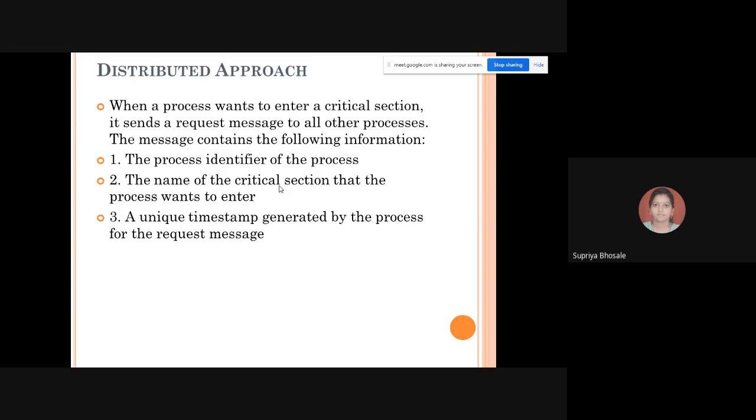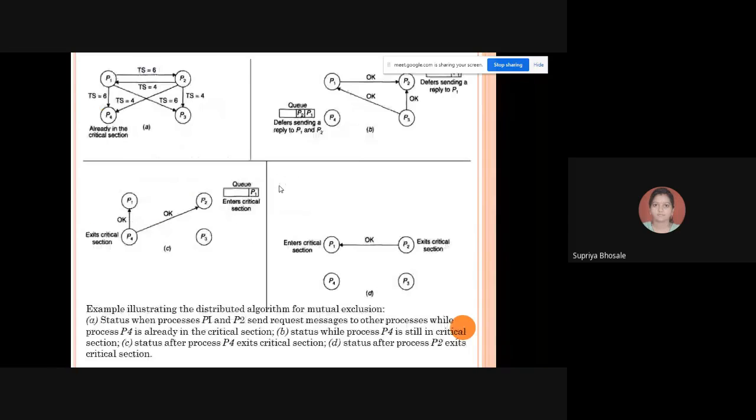So when a process wants to enter a critical section, it sends a request message to all the processes. The message contains the following information: first, the process identifier of the process. Second, the name of the critical section that the process wants to enter. And third, a unique timestamp generated by the process for the request message. So it is shown in the diagram over here.